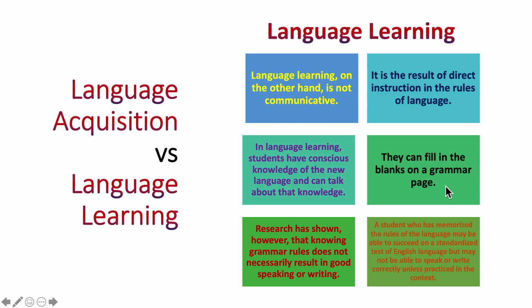Why do we learn grammar? Because we want to learn a language. So learning grammar is language learning because we make a conscious, deliberate effort. Research has shown, however, that knowing grammar rules does not necessarily result in good speaking or writing. Look, we learn language, but it's not necessary that when you know grammar, you can learn a language very well.